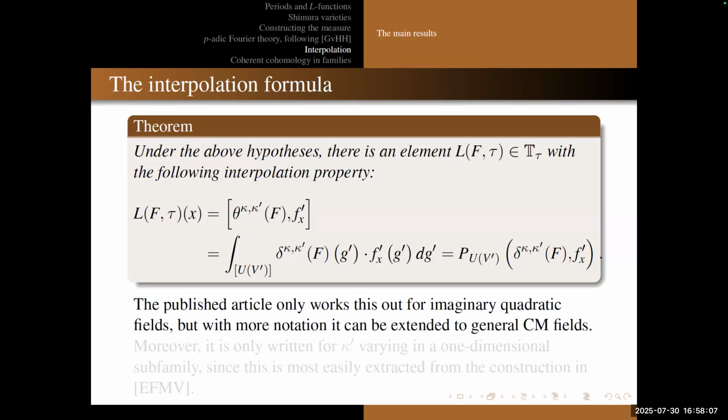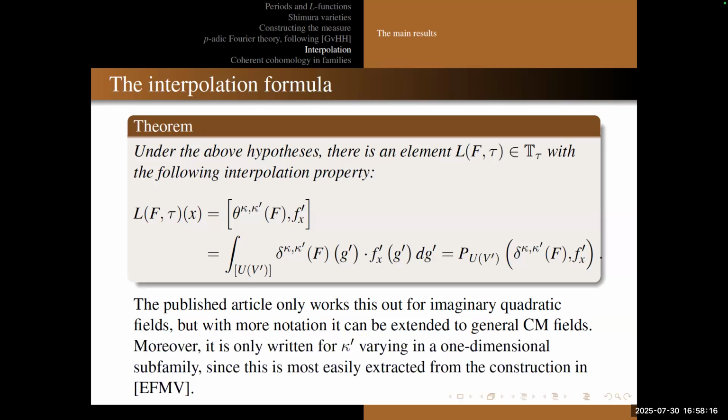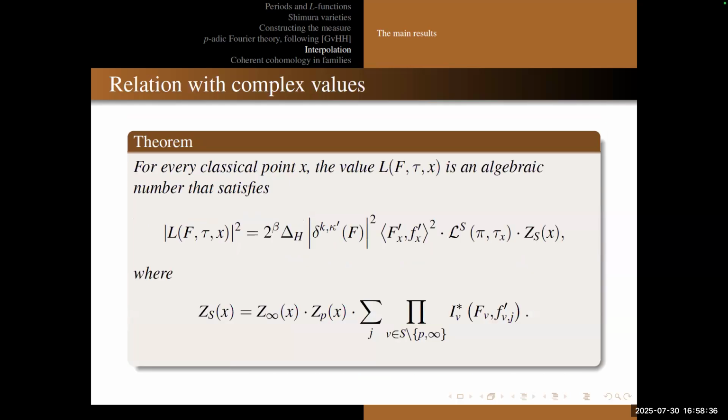All right. So this has only been worked out for imaginary quadratic fields, but it can be proved for general CM fields, but at the cost of much more notation. And it's only written for kappa prime varying in a one-dimensional subfamily, because this is what was most easily extracted from the construction in Eischen et al. But I believe that now with this new construction of the p-adic differential operators, it can be extended to a maximal family.